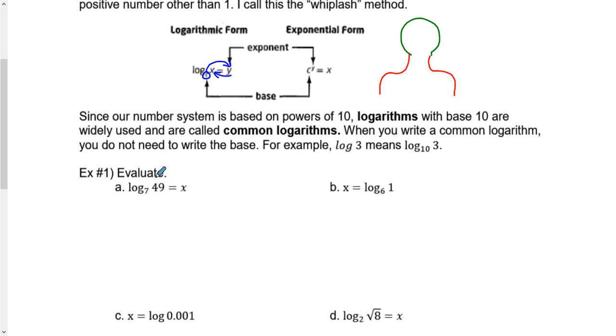If we're going to quickly evaluate this equation, log base 7 of 49 equals x, what we do is we start with the 7, go over to the other side, 7 to the power of x equals 49. Again, that's the idea of starting with one side, going to the other, and back. We started with our base, 7, went over to the other side, 7 to the power of x equals 49.